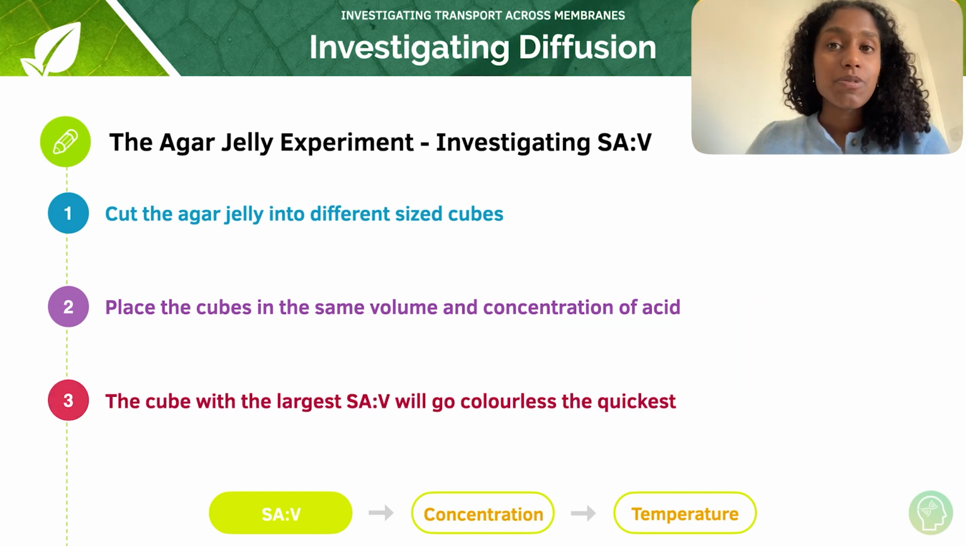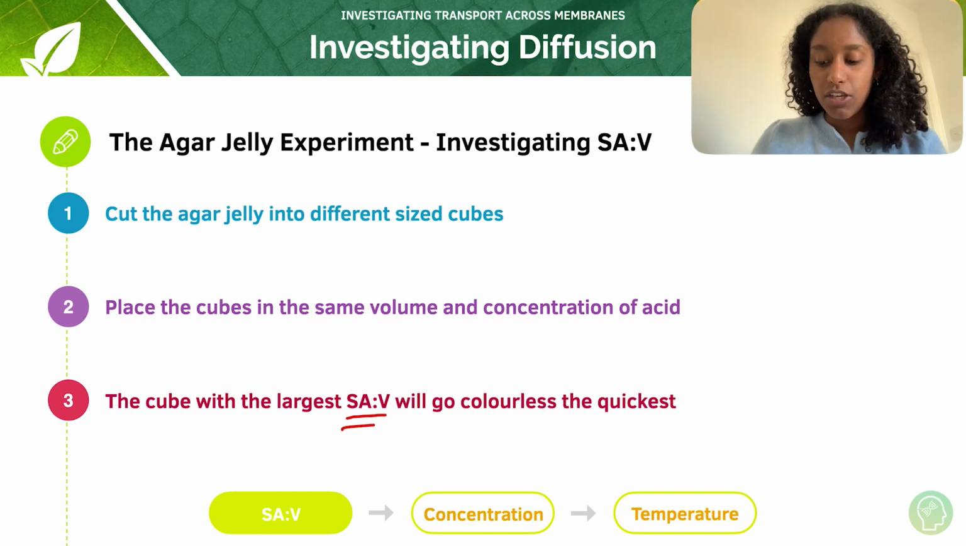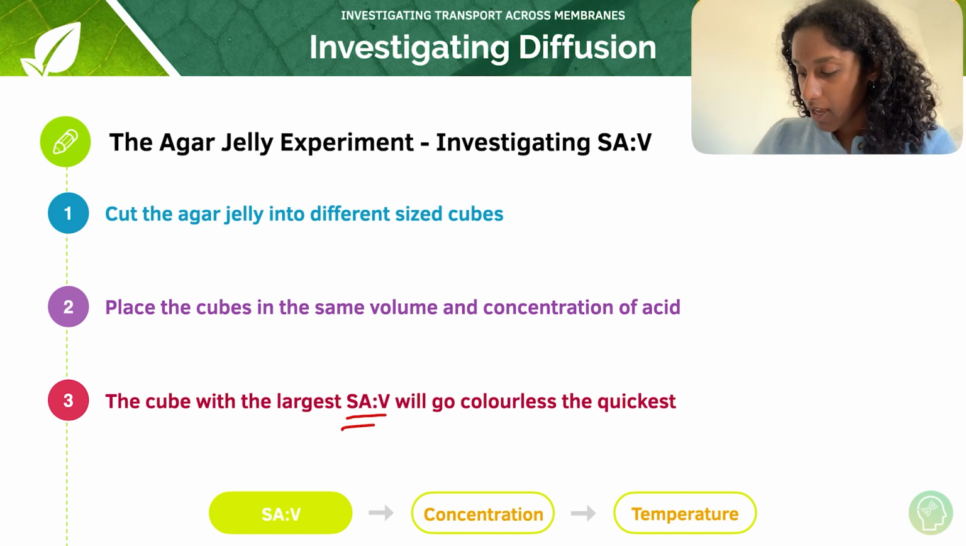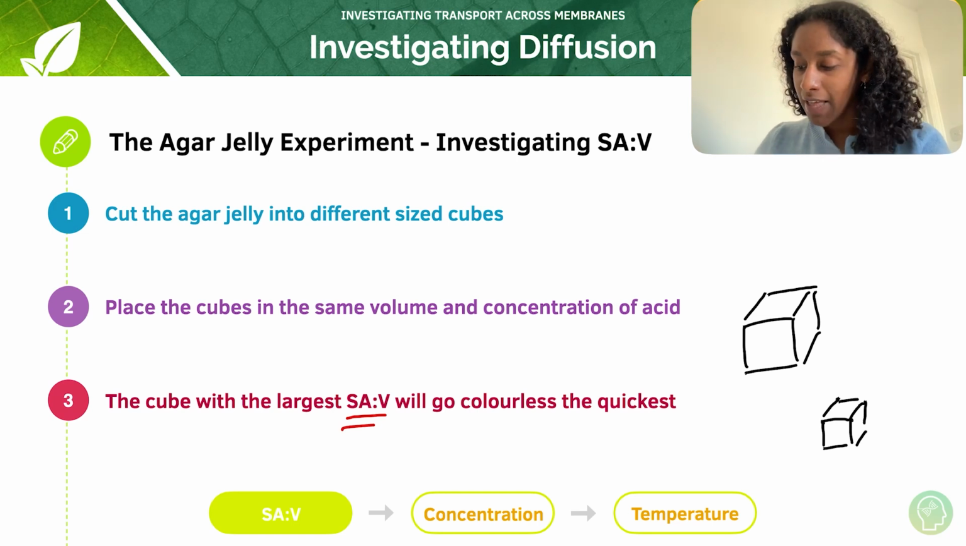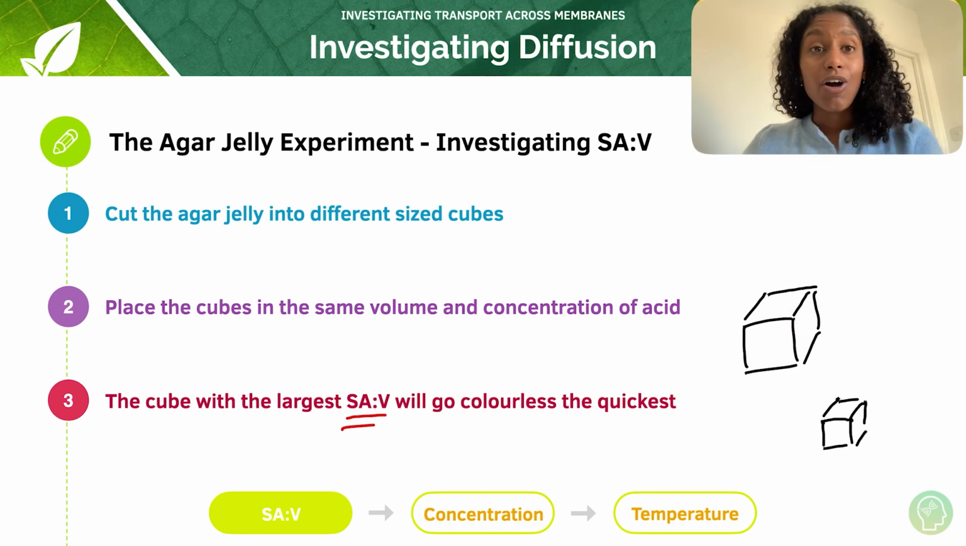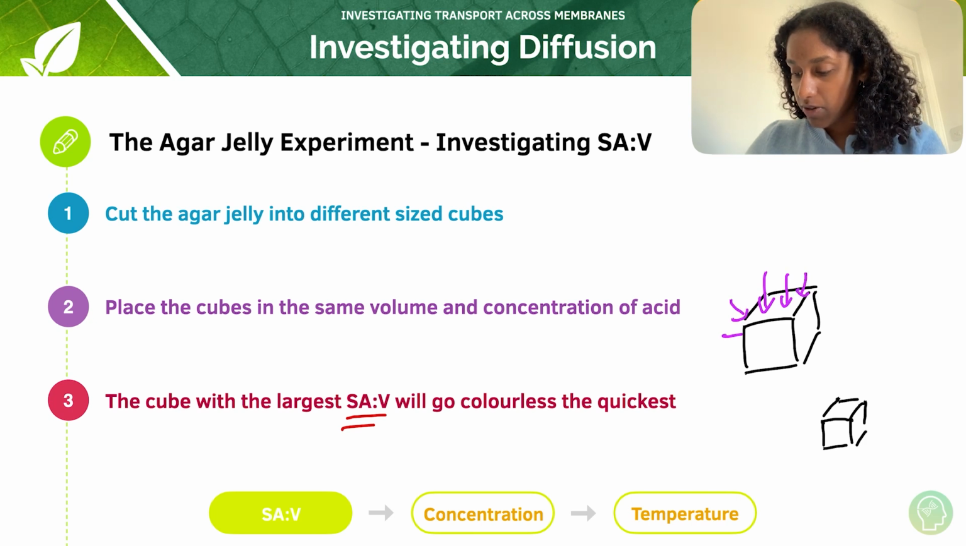And have a think about it. The cubes with the largest surface area to volume ratio are going to go colourless the quickest. And if you think about that, that's because the cube with the largest surface area, so if I draw a large surface area cube here, so this cube has got a large surface area, this cube has got a smaller surface area to volume ratio, and this cube is going to have that larger surface area for our dilute hydrochloric acid to be able to diffuse in at lots and lots and lots of different points on this cuboidal surface.